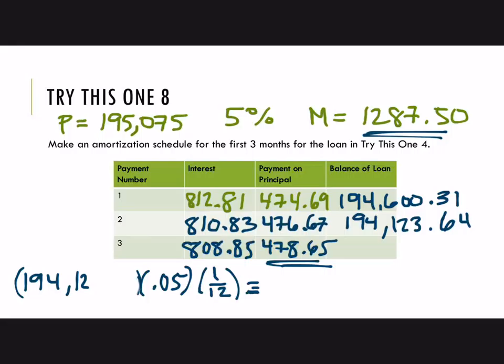Okay, so now we're multiplying 194,123.64. Okay, then that gives you the interest of $808.85, and then that subtracted from the monthly payment is $478.65, and then the new balance of the loan, this should be $193,644.99. Okay, there we go. All right, so again, you're seeing the interest slowly decrease over time, the payment on principal is increasing, and then the balance of the loan is decreasing.